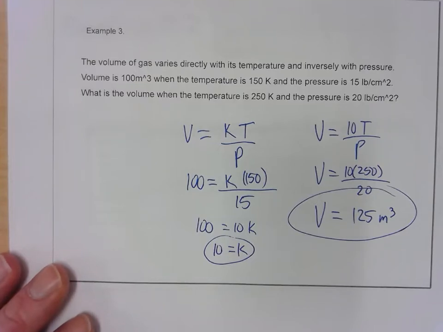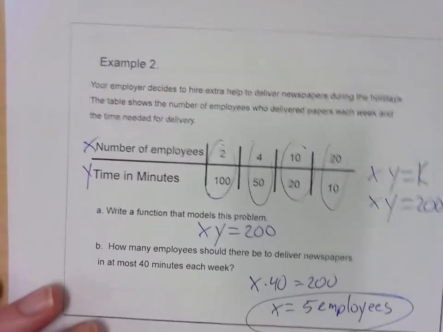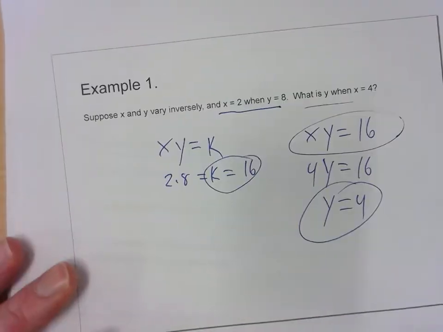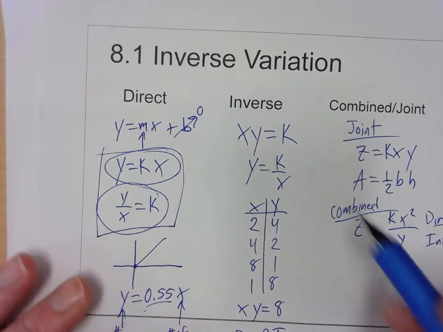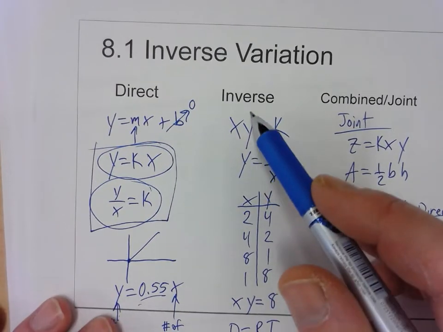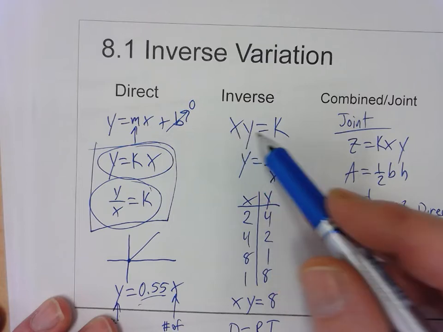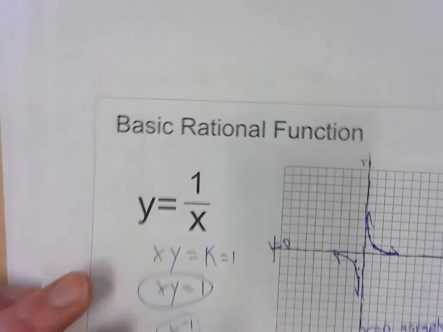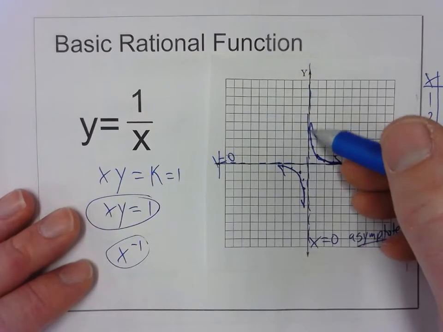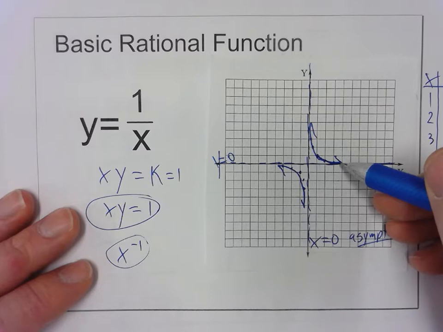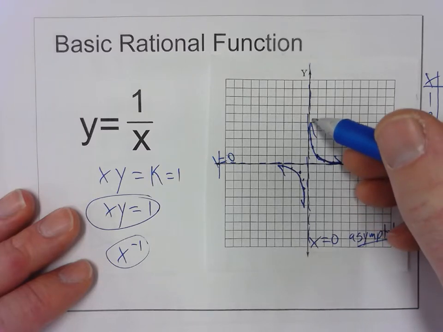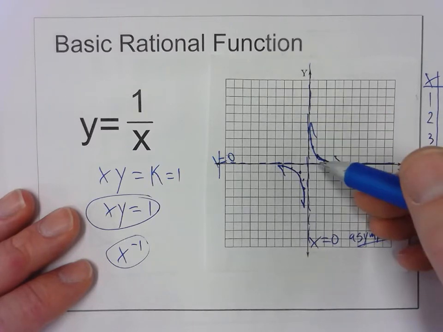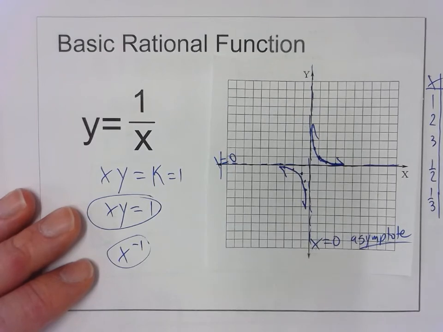Basically, we have inverse as our focus here. The inverse relationship is connecting x times y is k. The basic inverse relationship graph looks like this. So as x gets larger, y is smaller. As x gets bigger, y gets smaller, or as x gets smaller, y gets bigger. So it's an inverse situation.